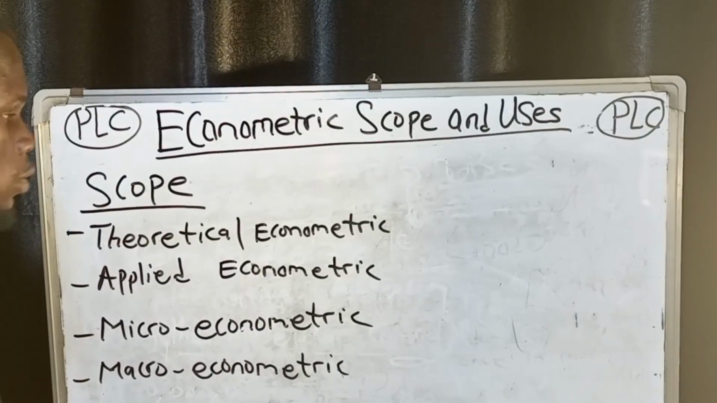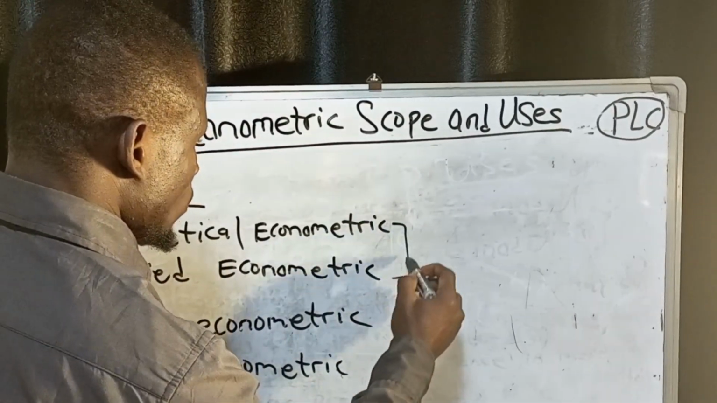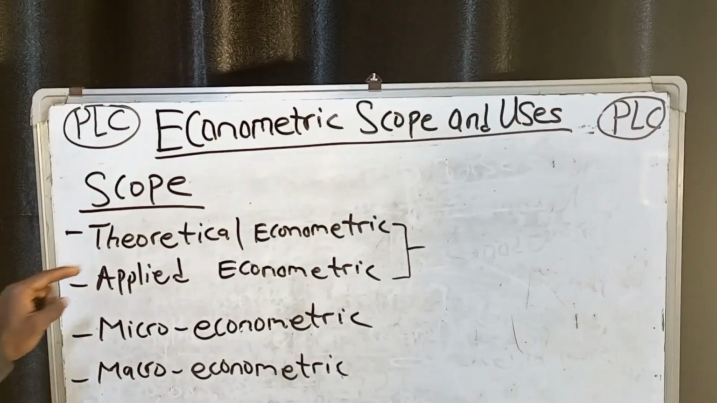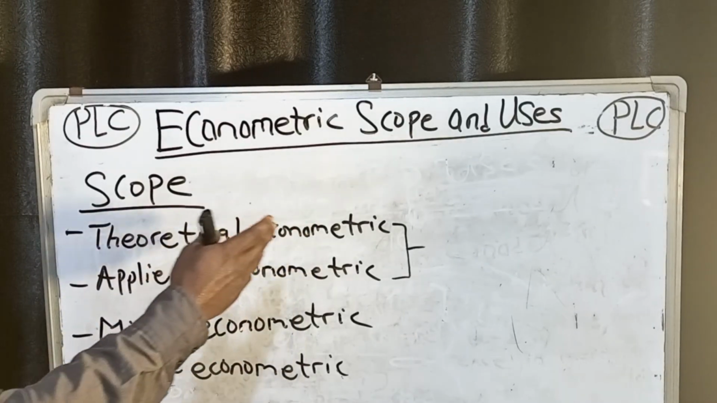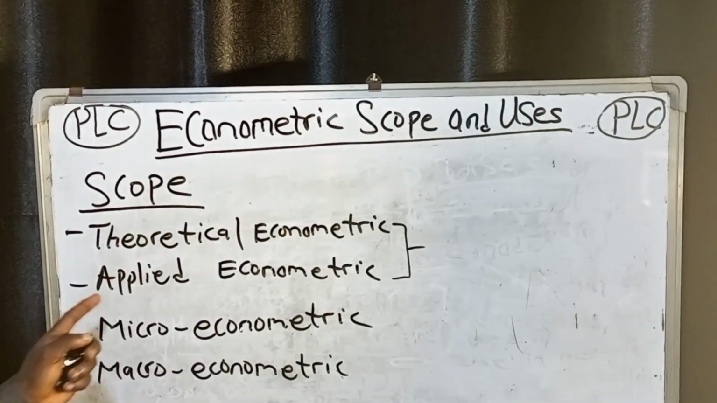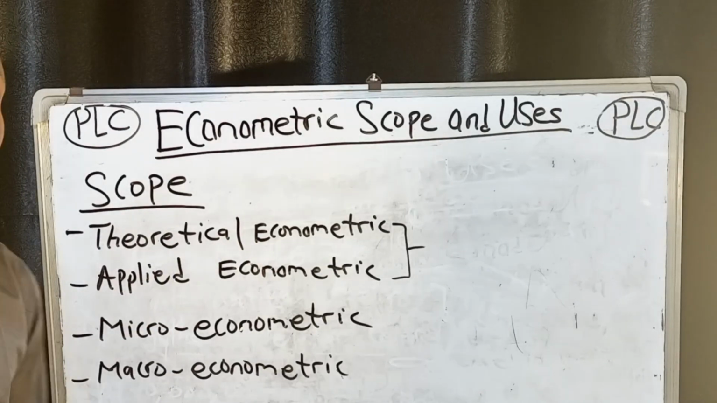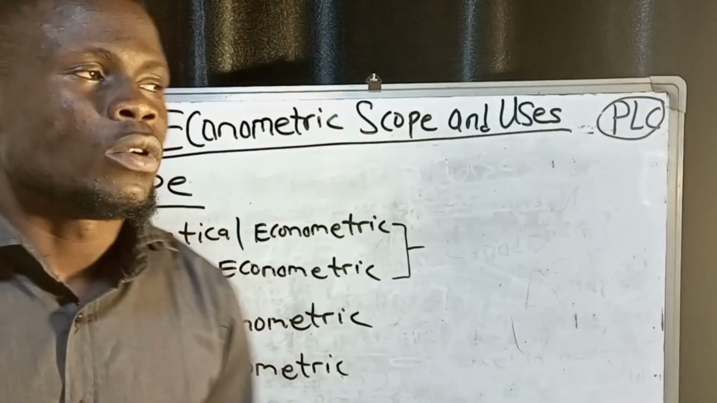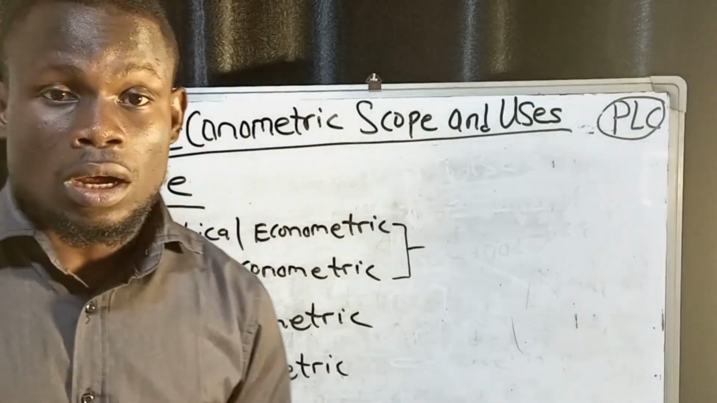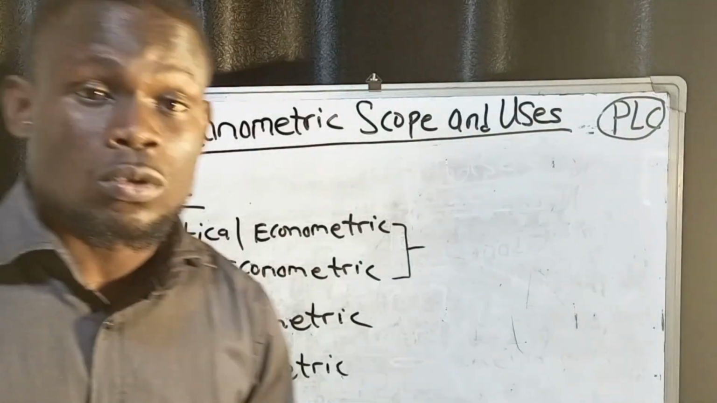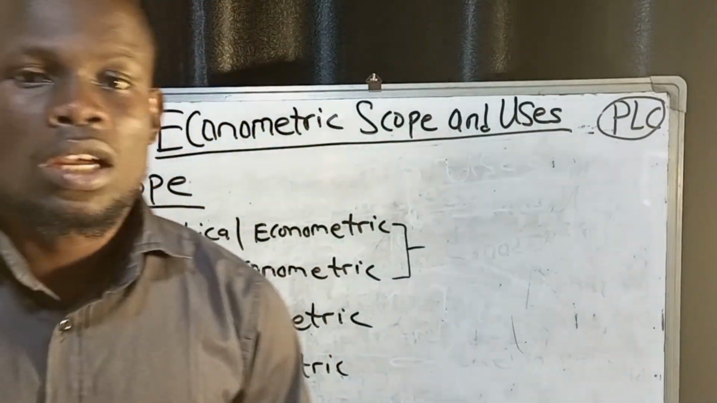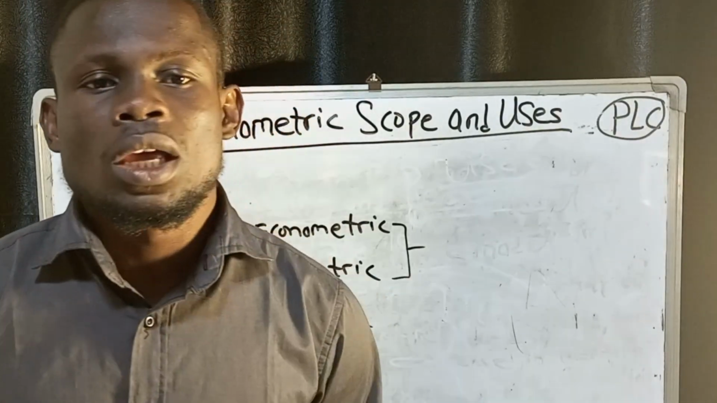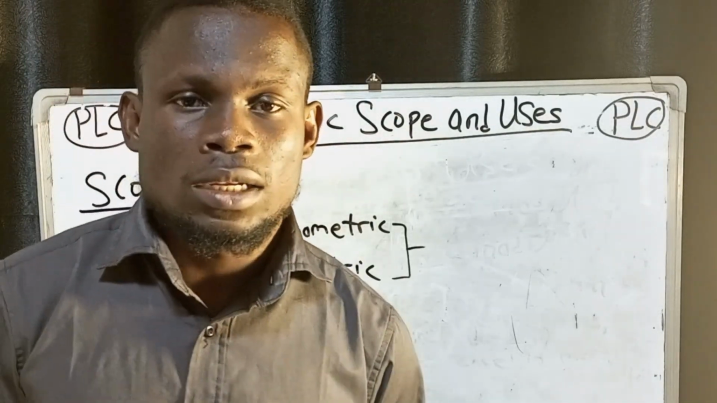Econometrics has been classified into two major groups. We have theoretical econometrics and applied econometrics. The same way we have theoretical econometrics and applied econometrics, we have theoretical econometricians and applied econometricians. When talking about theoretical econometrics, we're talking about the aspect of econometrics that is concerned with the development of the techniques of econometric analysis.